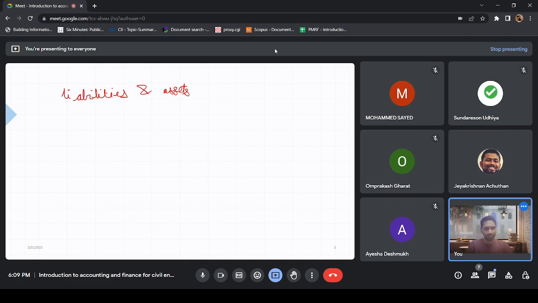Like, if it is an asset, an increase in asset will go into which, right? So that table is with you. Let's make the table. I mean, repeat the logic and make the table.